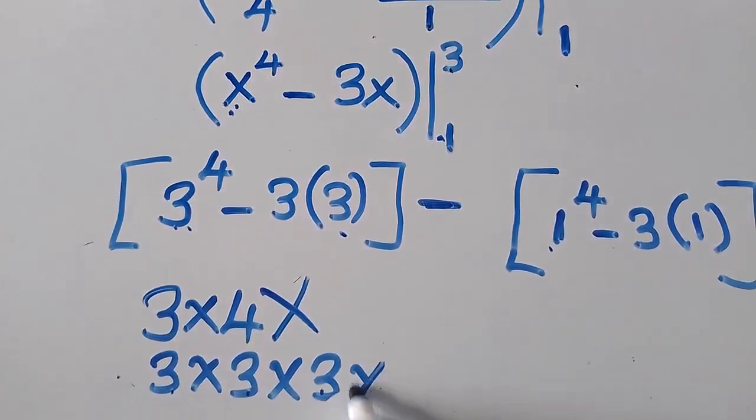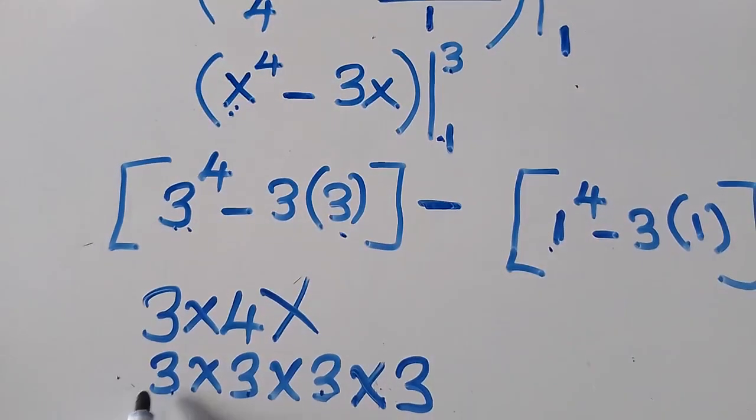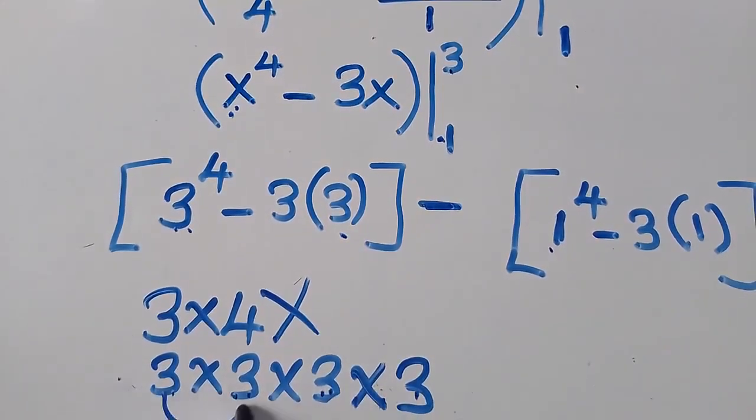So you are multiplying 3 four times: 1, 2, 3, 4. So 3 times 3 is 9, times 3 is 27, times 3 is 81. So this one will give us 81.